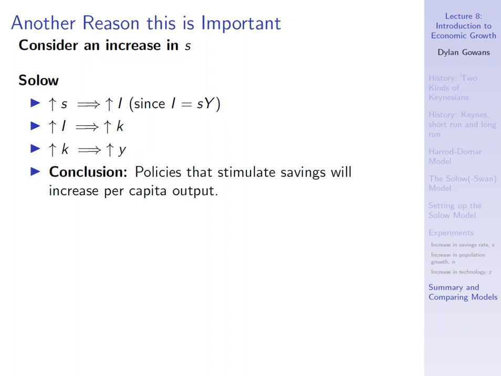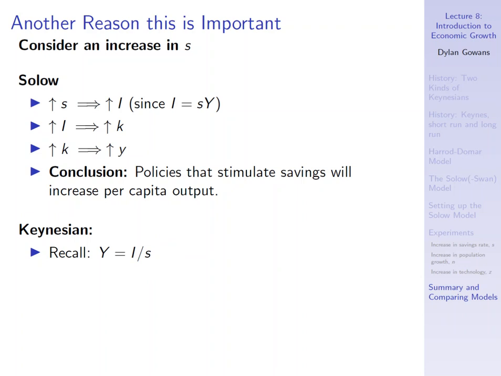Conclusion then, what's the policy conclusion? If I have policies that stimulate savings, policies that encourage people to save, that will increase per capita output. Now, interestingly, the Keynesian model says the opposite. Recall that in the Keynesian model, we have output determined by demand, and demand is just given by I over S. So now let's think through the logic of an increase in the savings rate.